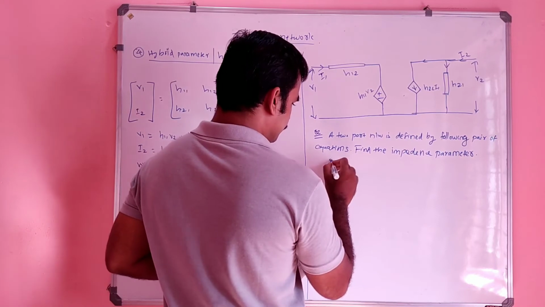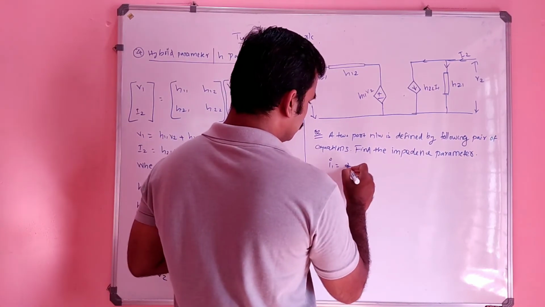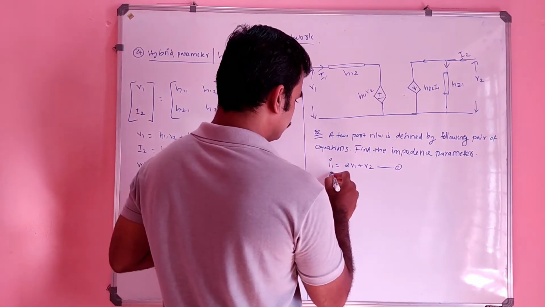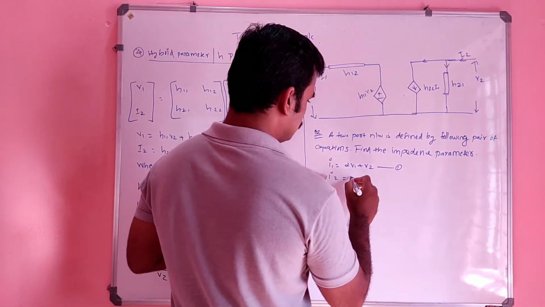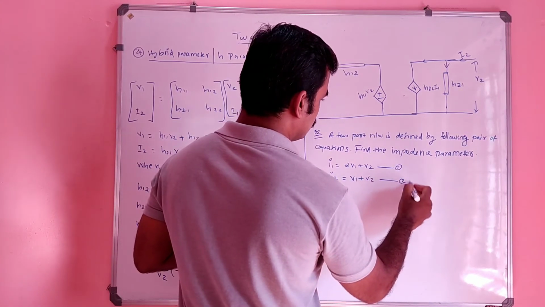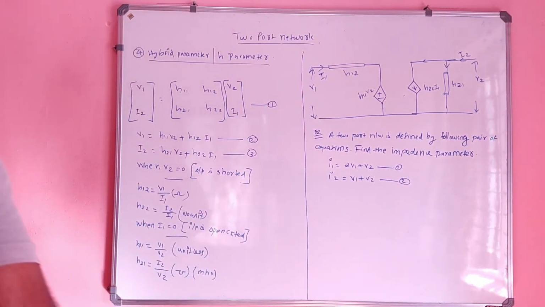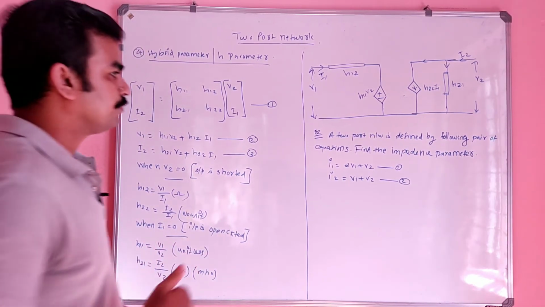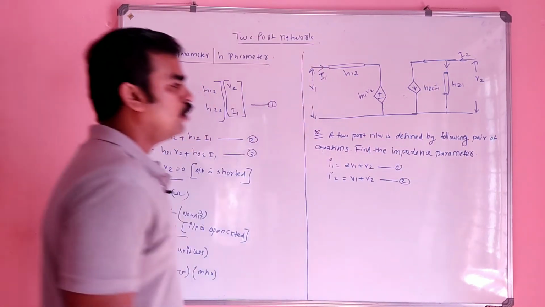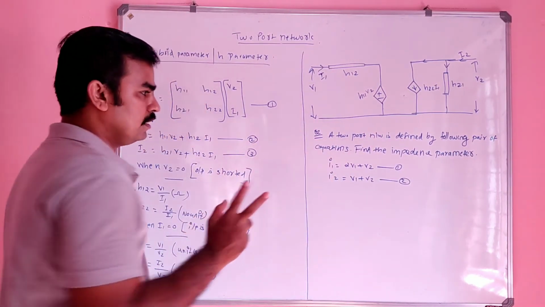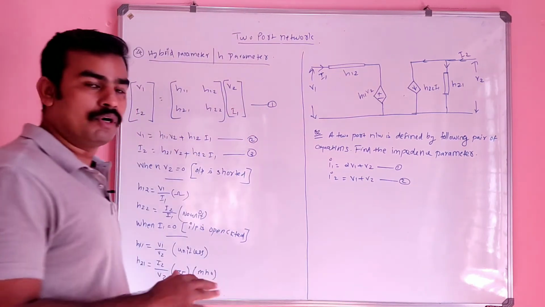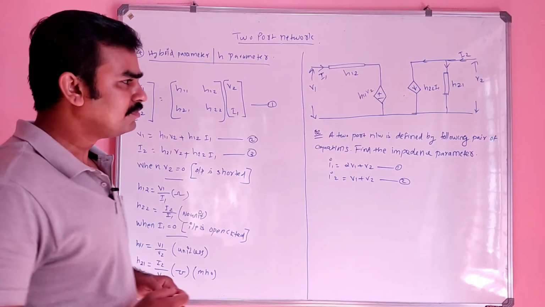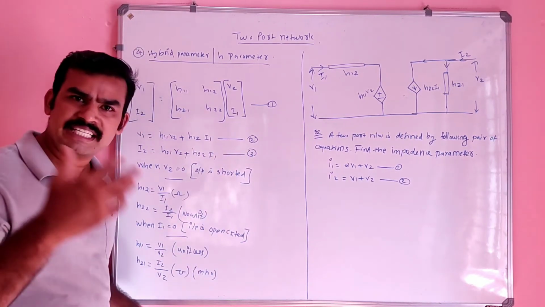Equation is nothing but I1 will be equal to... okay. So this is our question. A two-port network is defined by the following pair of equations. There are two equations connecting I1, V1, V2 and I2. So find the impedance parameter. What do you mean by impedance parameter? It is nothing but Z parameter.